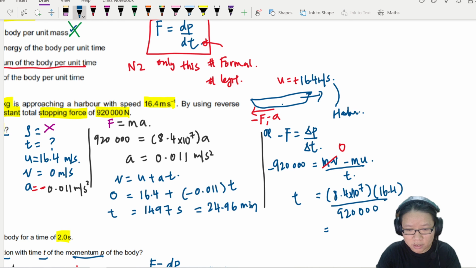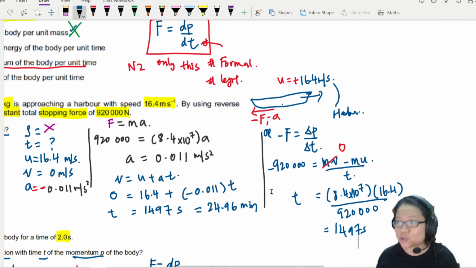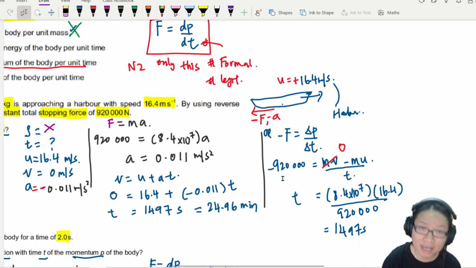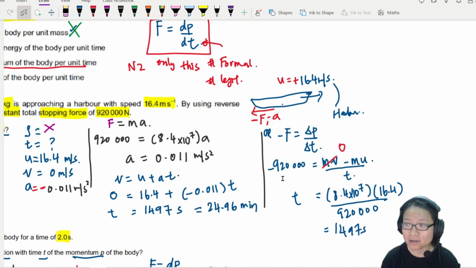And if I put this in my beautiful calculator, 920,000, I will get 1497 seconds again. So we could also solve this using impulse, or change in momentum over time, which is your force. So remember, force is change in momentum over time. It's not always ma. Actually, in this case, it's still ma because the mass of your boat is constant. All right. So two ways to do the question. It's up to you.